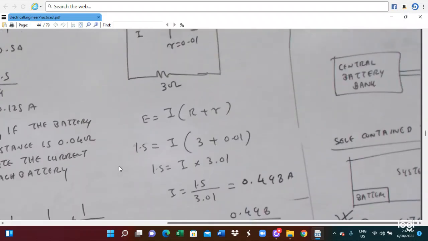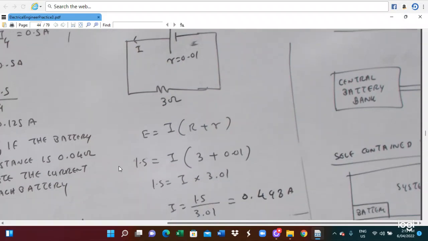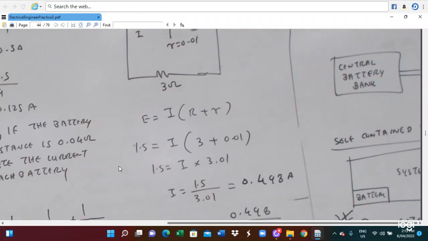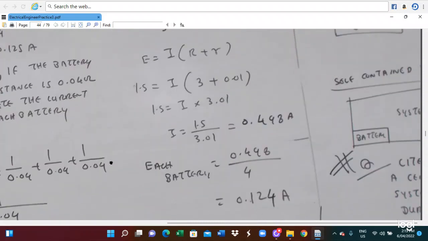In this case, the internal resistance is 0.01 ohm and the external resistance is 3 ohm, so E equals I times (r plus R). So 1.5 equals I into (3 plus 0.01), then we calculate I equal to 0.498. This is the total current, but each battery supplies it divided by 4, so you get 0.124 ampere.